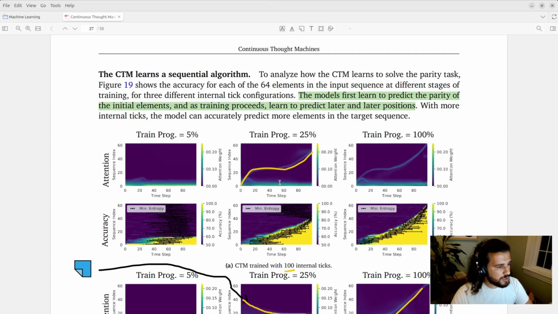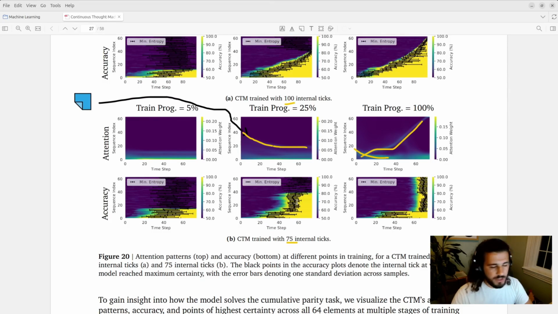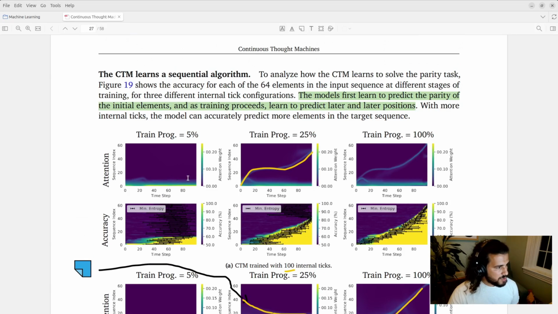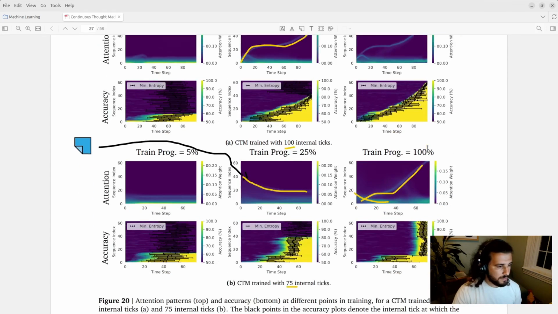One with 100 internal ticks, another one with 75 internal ticks, for a 64-digit element. What we can see here with the 100 is that as the training is progressing, it has learned to look at the first element at the beginning, and at the end, look at the end. So it scans through them in order to do the parity thing.